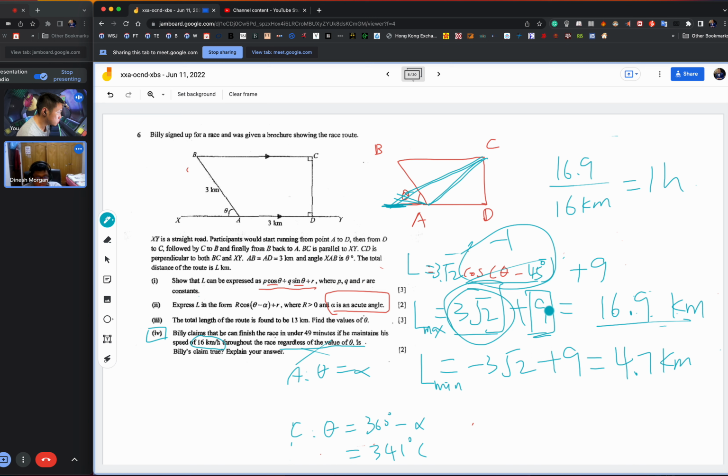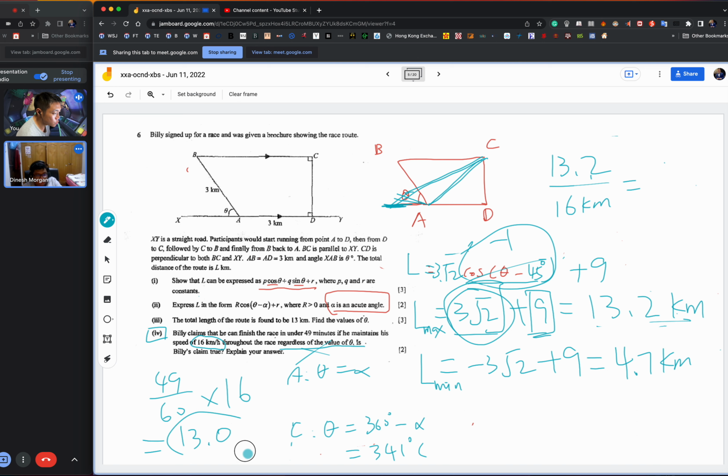No, I'm talking about 3 square root 2 plus 9. I need your help using the calculator. What's the answer? Okay, good, it's 13.2. So you use 13.2 divided by 16. You can also do it as 49 over 60 times 16. So this one still cannot be under. Basically, you just take 13.2 divided by 16. What do you get?